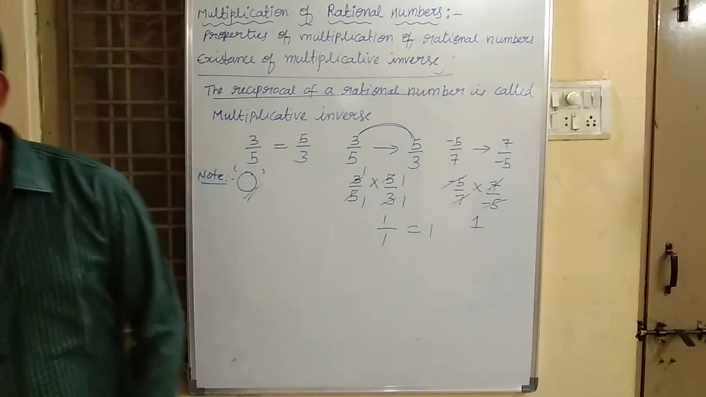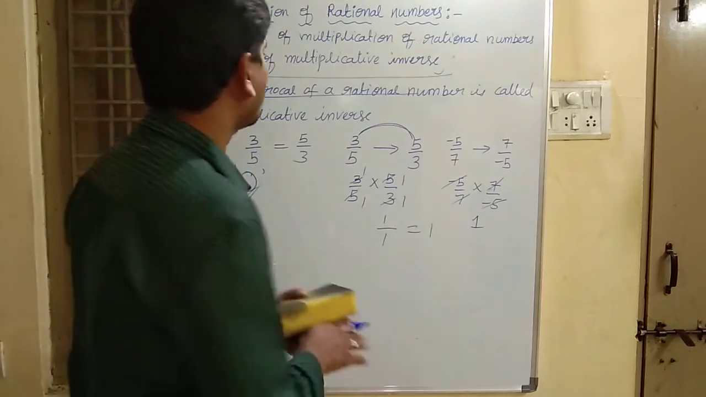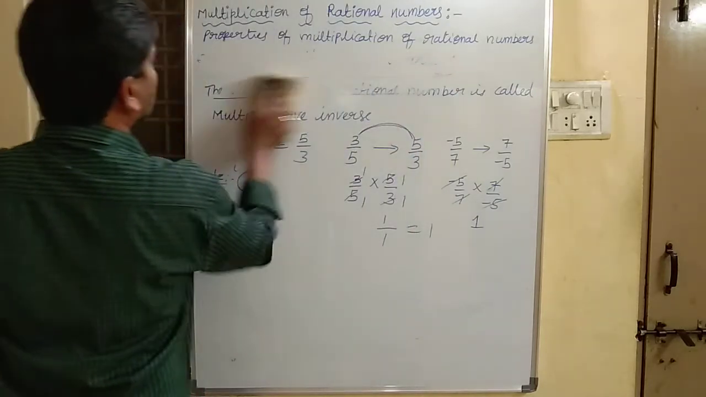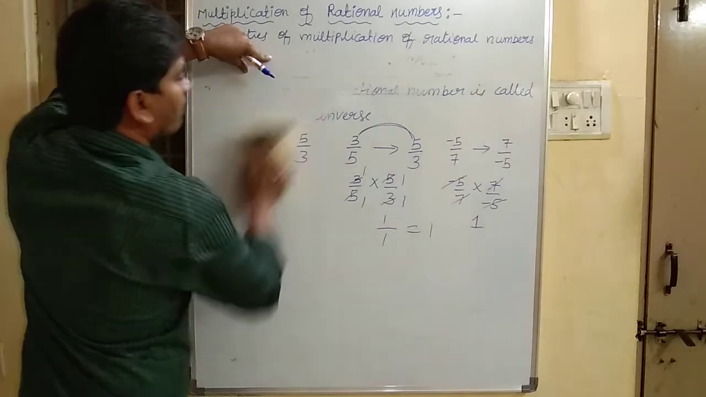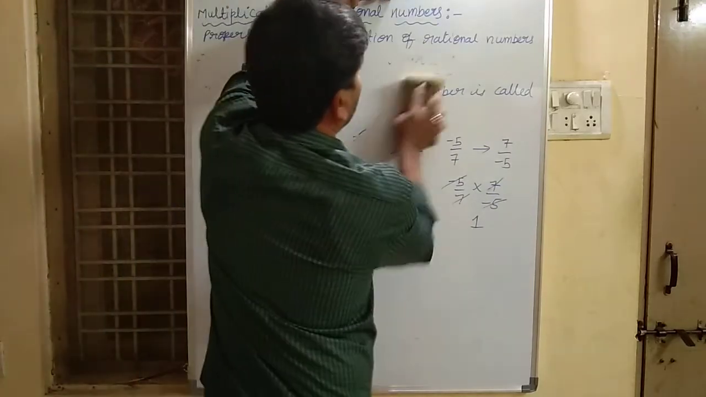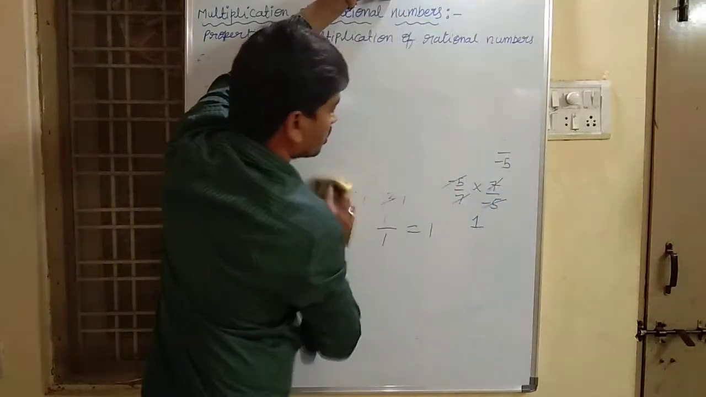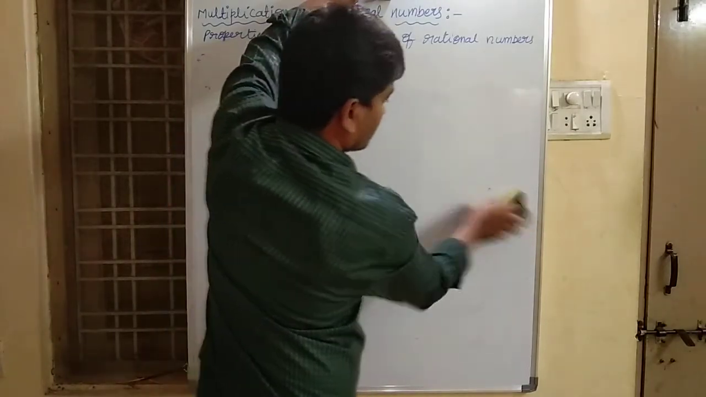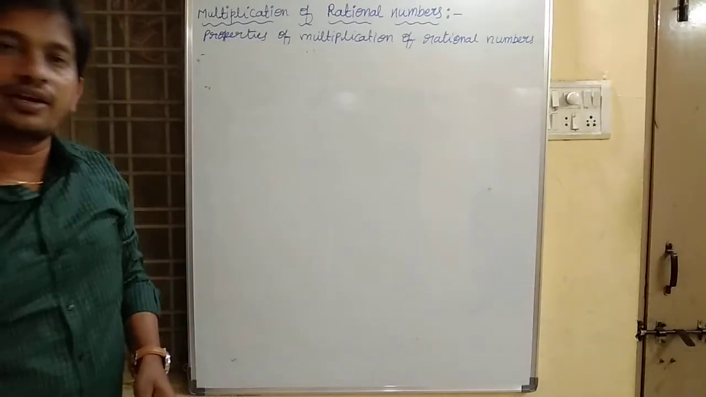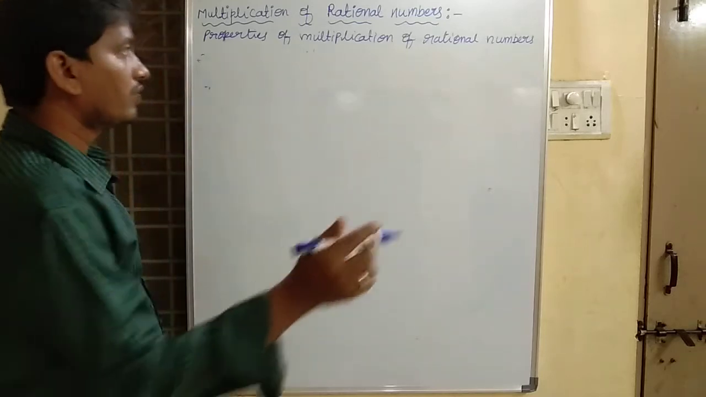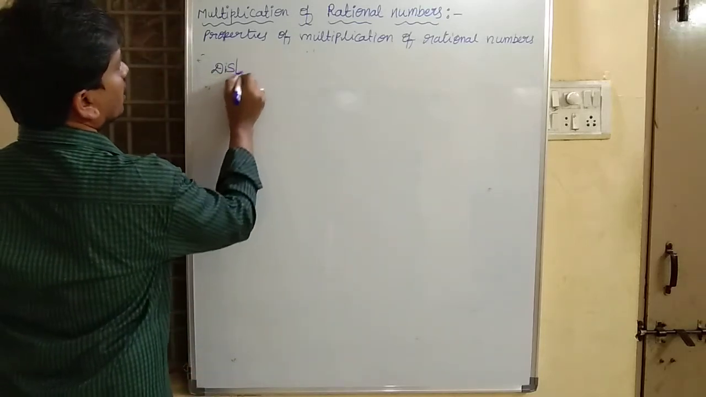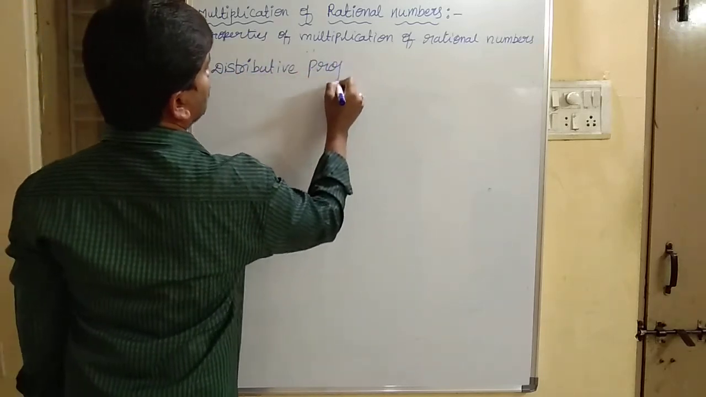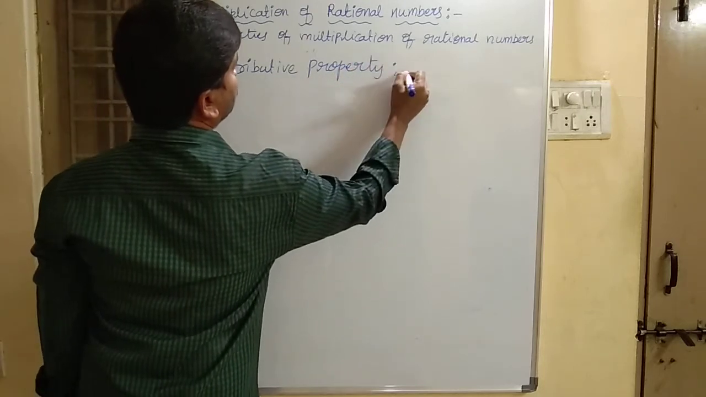And in this we will discuss one more important property, that is distributive property. Till now we have discussed only closure property, commutative property, associative property, existence of identity and inverse. And here we will discuss one more important property, that is distributive property.